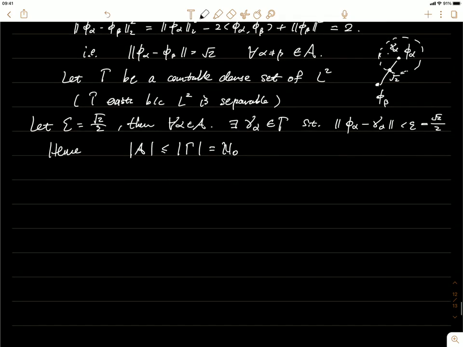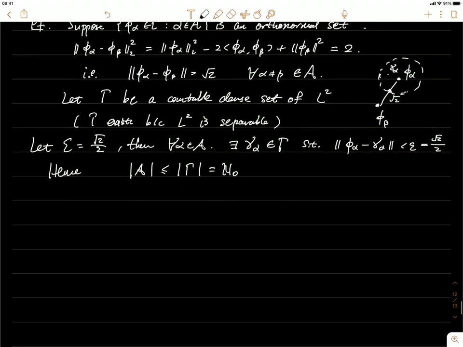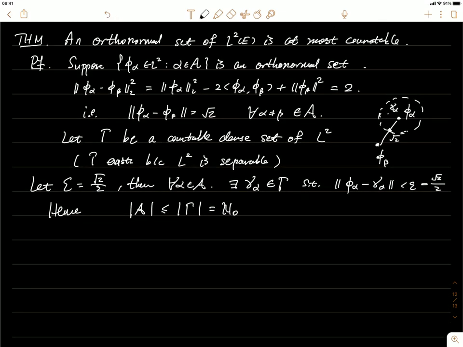Now actually this technique is also useful to prove many other things. For example, we mentioned that our L^p space is separable for p between 1 and positive infinity. We know that this is separable, right? But you may ask, what happens to L infinity? The reason why we didn't include that is because L infinity is not separable.